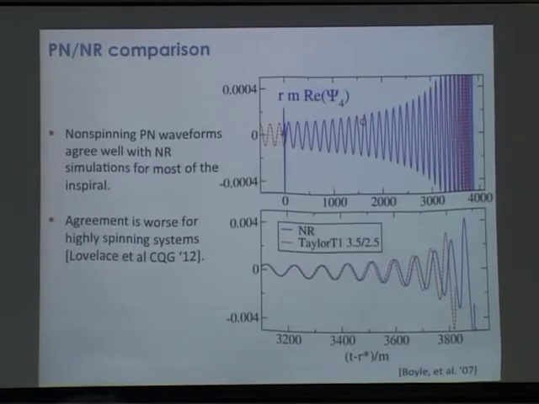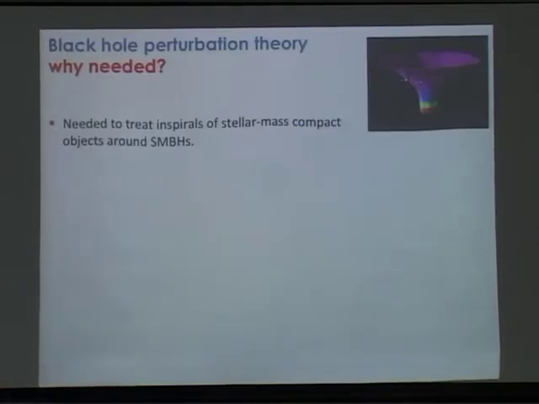And this is for equal mass systems. If you look at spinning systems, the agreement tends to be worse. This is some recent work which I'll refer you to in the spinning case. Okay, so that was all I wanted to say about post-Newtonian. Now in the remaining 5 or 10 minutes, I'll cover the remaining 60% of my talk.